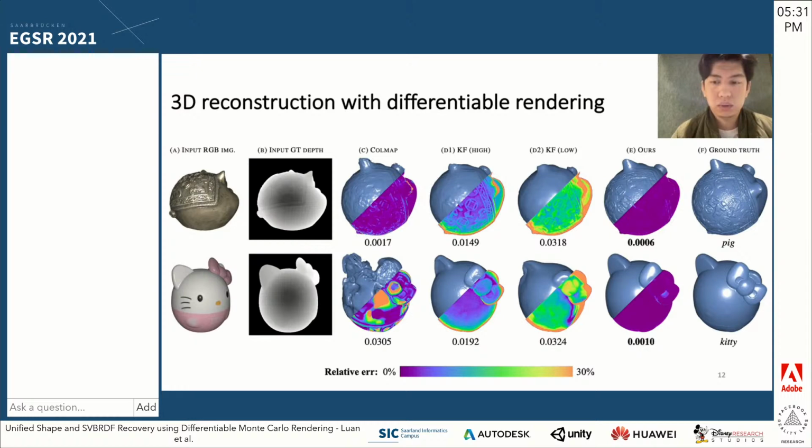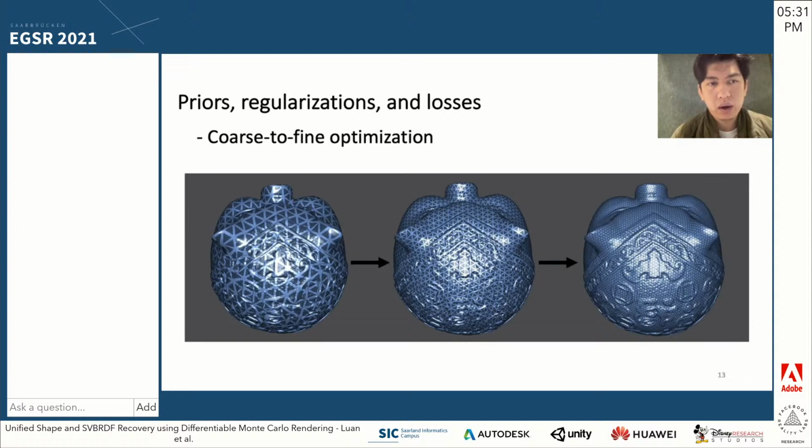So in our pipeline, there are a few priors and regularizations that try to make it more robust. The first one is coarse-to-fine optimization. Basically, we start from a coarse triangle mesh and optimize using that one. After the silhouette and the overall shape is matched to the target, we remesh it and subdivide the triangles to be smaller triangles. And we repeat this process and progressively refine the details of the geometry. This helps to avoid local minima in the optimization.